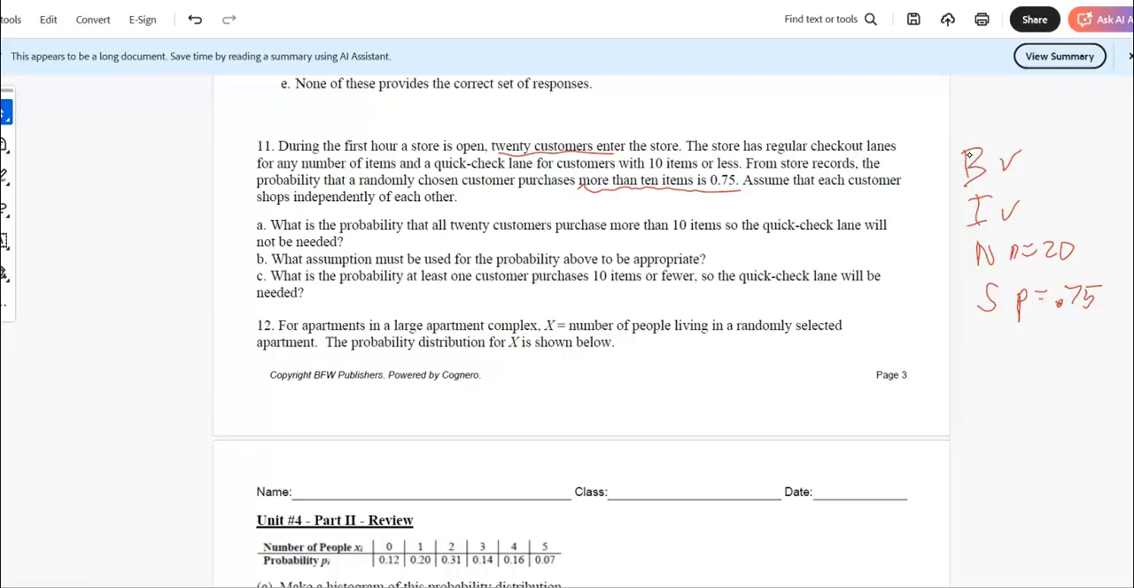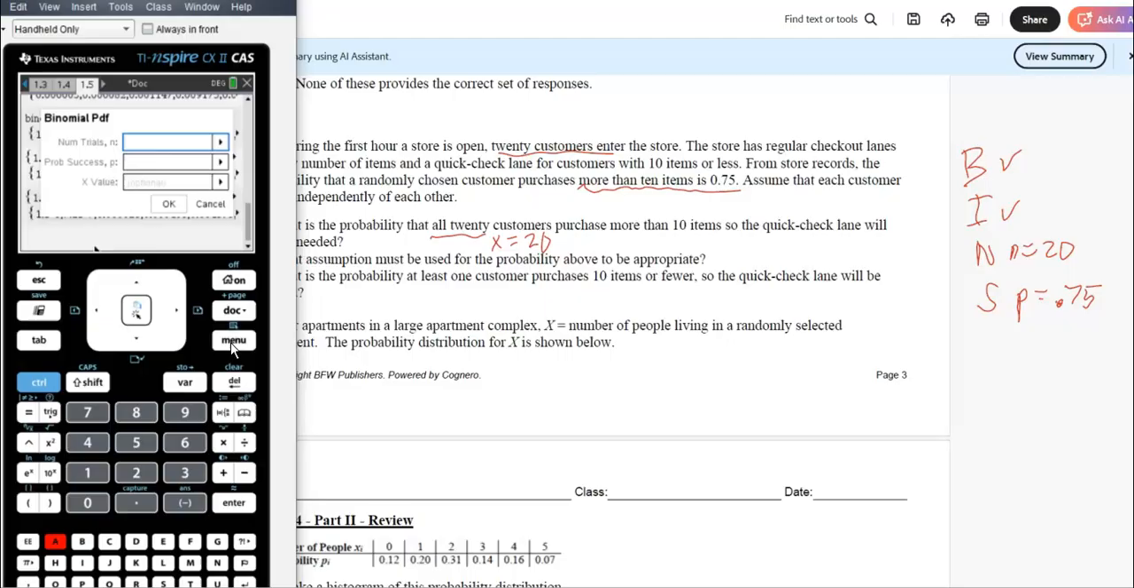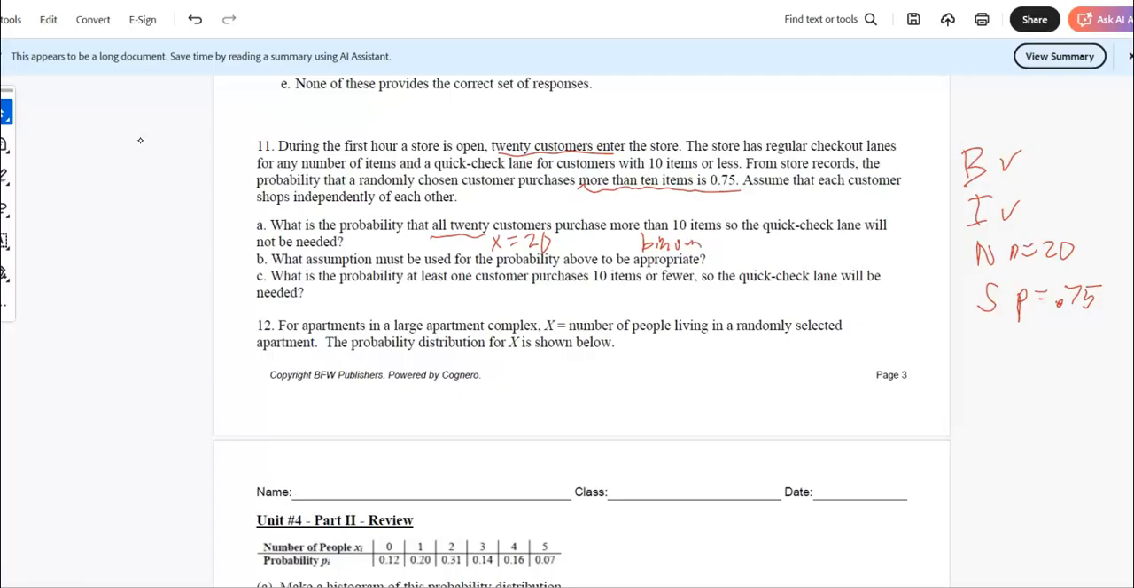It's probably that all 20 customers. So this is saying all 20. So x equals 20 is basically what it's saying. So that would be binomial PDF. So you go menu 5A. So number of trials would be 20. Probability of success is 0.75. And x is 20, we want to get 20 successes. So 0.03. So you would show your work by writing that command, binomial PDF.